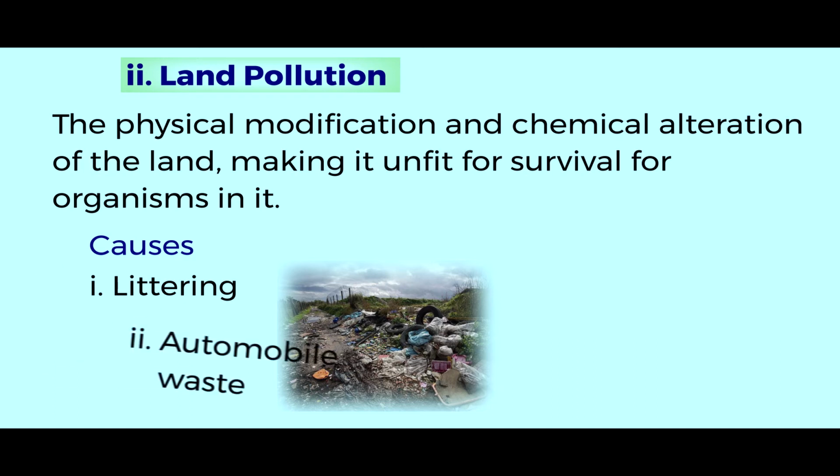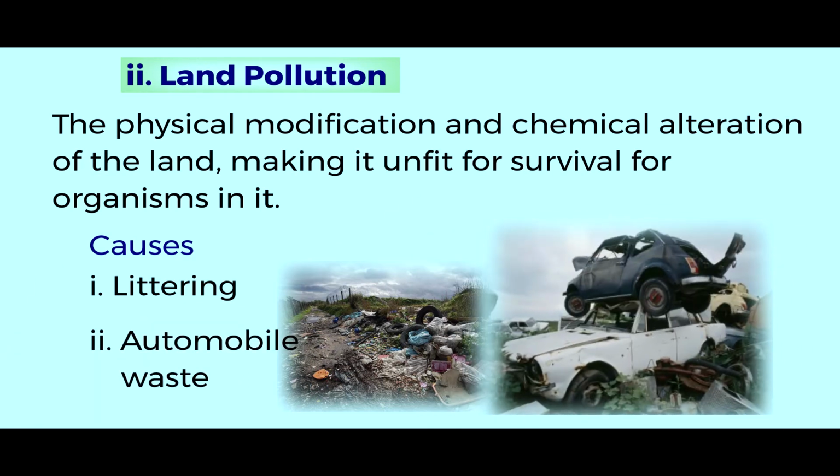The second one is automobile wastes. We know there are a lot of automobile workshops coming up. Have you ever observed the area around automobile workshops? We see a lot of wastes, maybe oil filters, tires, engine parts thrown out, not taken care of, and most important of all, petroleum products which are spilled over the land. This petroleum product leads to chemical modification.